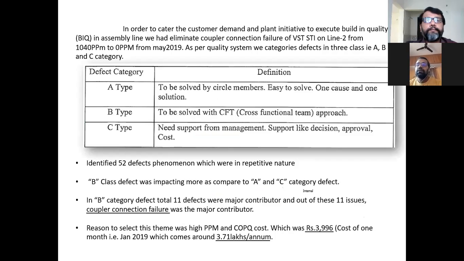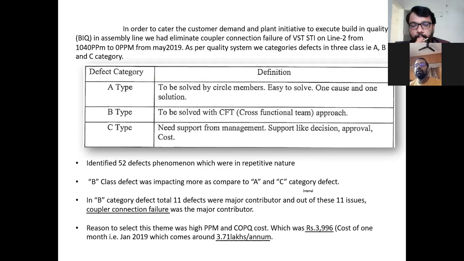Next, to tackle this problem, we segregated the overall defects into 3 categories: A, B, C. A type defects are easily solved by the line members or the quality circle members, one problem to one solution. B types can be solved with a cross-functional team. And C types require management support in terms of cost approvals.